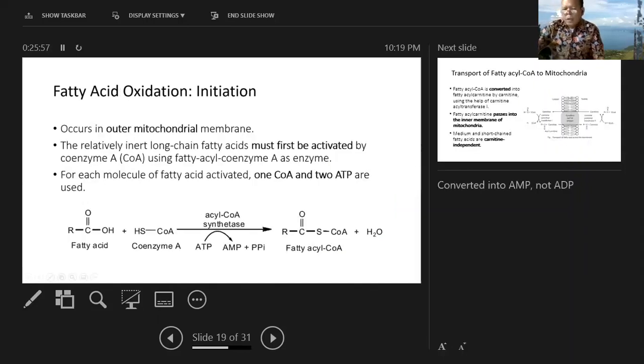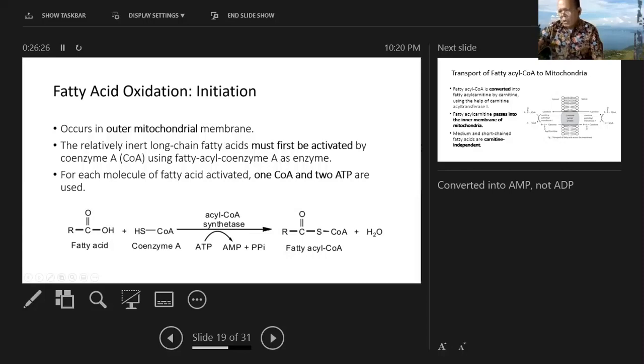Then let's see what happens with this fatty acid oxidation. Initiation occurs in the outer mitochondrial membrane. Long chain fatty acids must first be activated by coenzyme A using fatty acyl-CoA synthetase as the enzyme. For each molecule of fatty acid activated, one coenzyme A and two ATP are used.